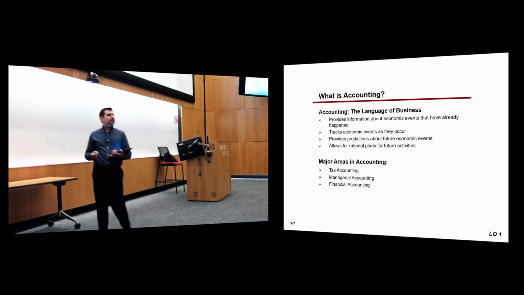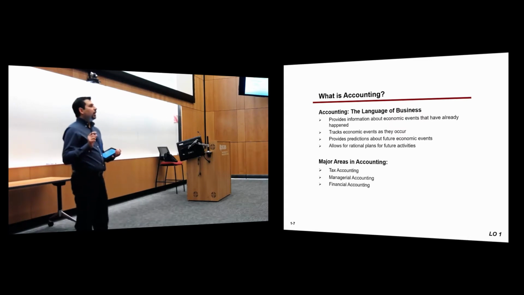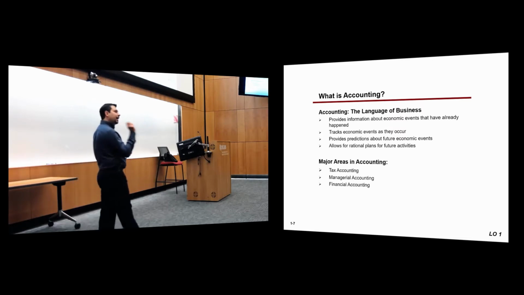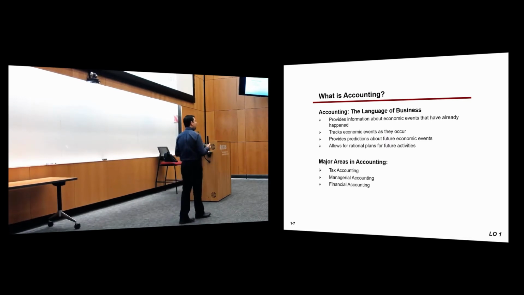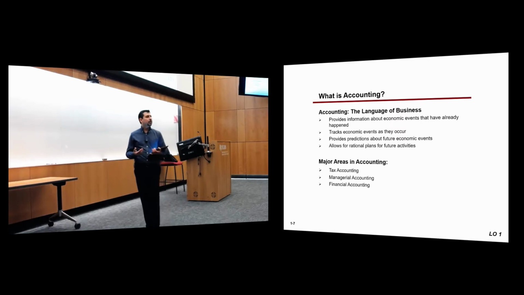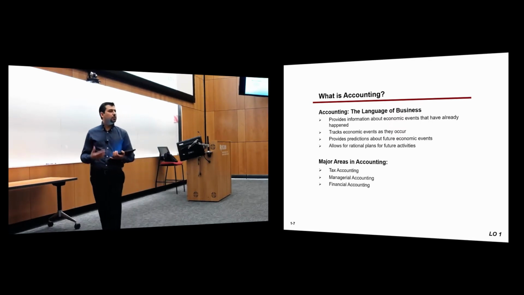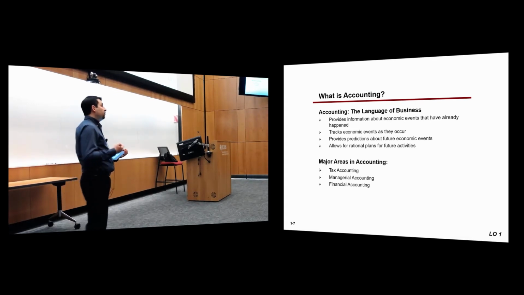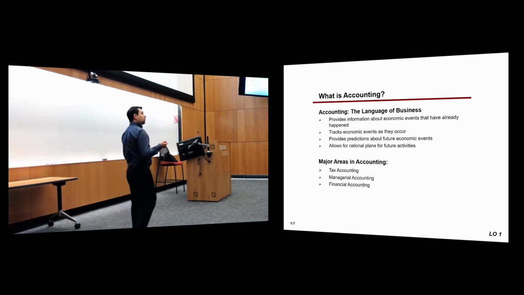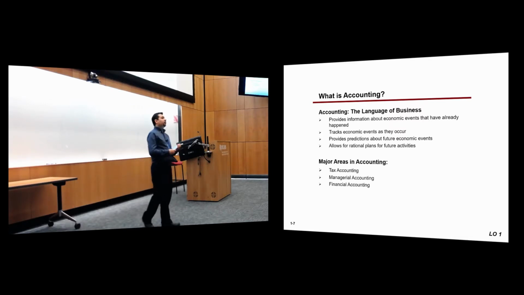Okay? So the idea here is that accounting will identify and capture certain transactions and economic events: the sale of a product, buying a truck, renting an office, something like that. All these things will be captured by the accounting system, and then this information can be used to make decisions.